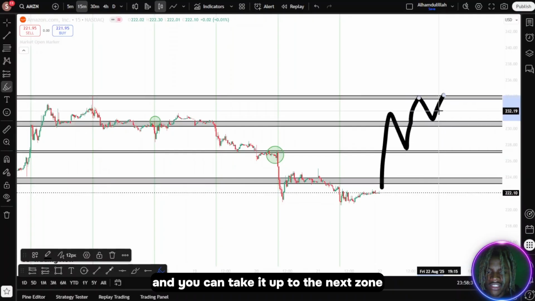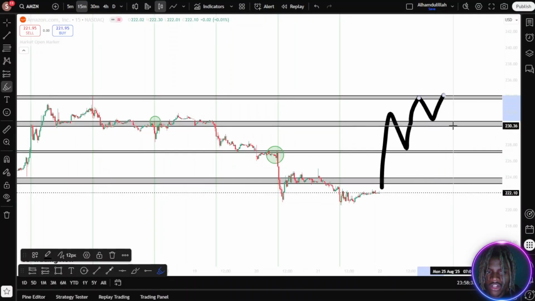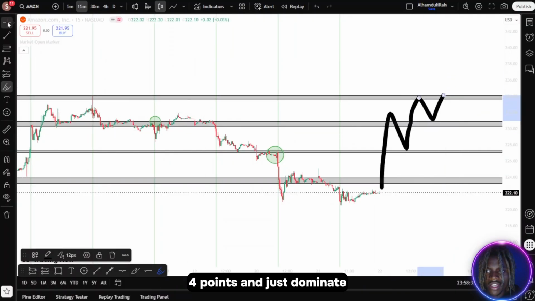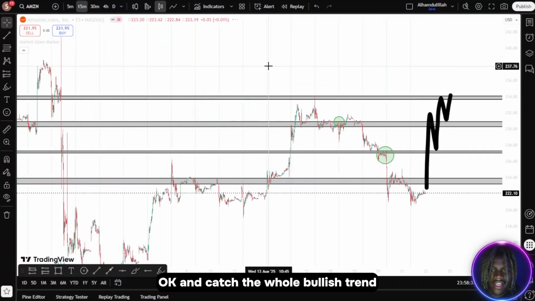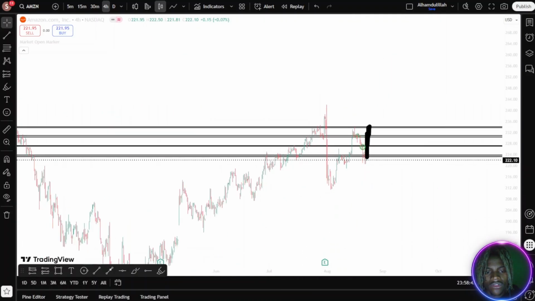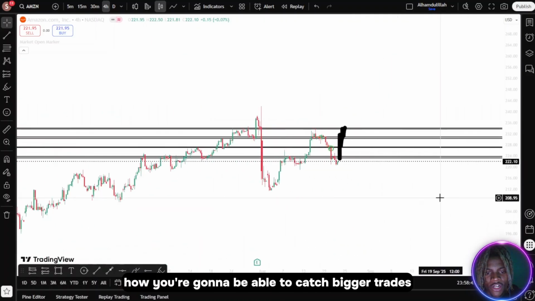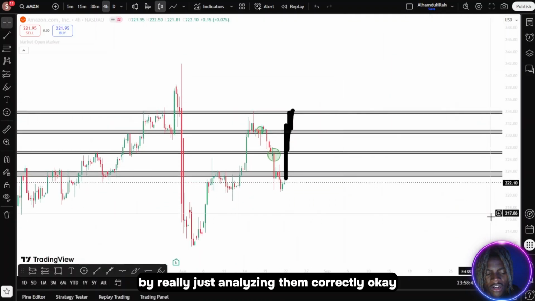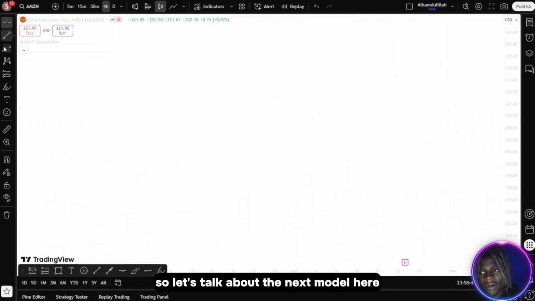Then you could take it up to the next zone. Okay, you'll be able to catch like 3-4 points and just dominate, and catch the whole bullish trend. I want you guys to be able to be profitable. So these are going to be how you're going to be able to catch bigger trades by really just analyzing them correctly. Okay. So let's talk about the next model here.